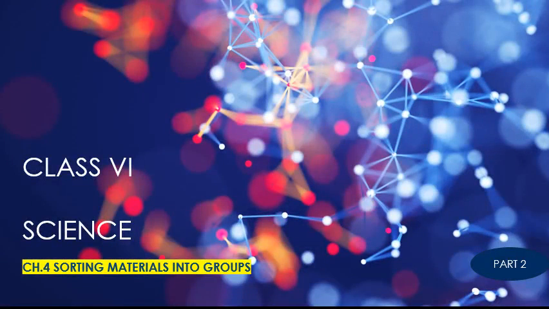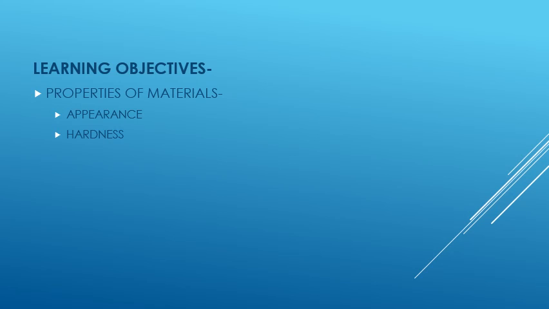Today we are going to study the next part of our fourth chapter, which is sorting materials into groups. In this section, we will study the different properties of materials on the basis of which the materials are categorized into different groups, and we will deal with two properties in detail, that is appearance and hardness.